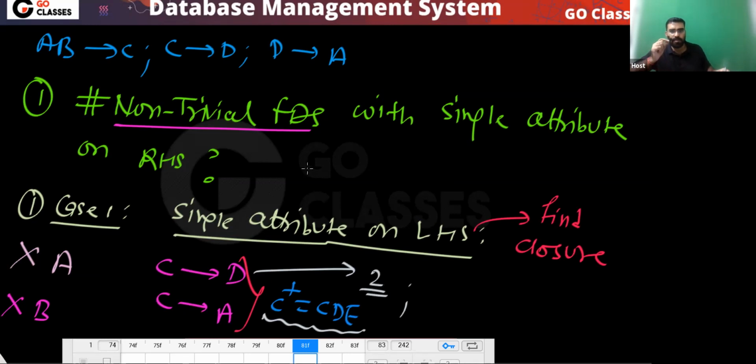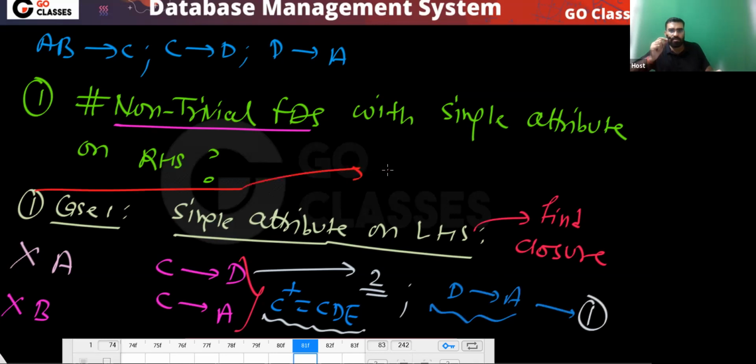What about D? Yes, D can determine only A. There is one. So finally, in this case one, how many did I get? Total 3. CDA. Yes, CDA. So in case one, I got 3.